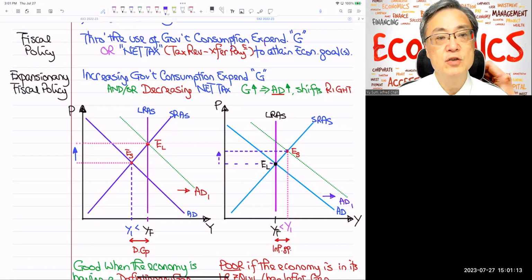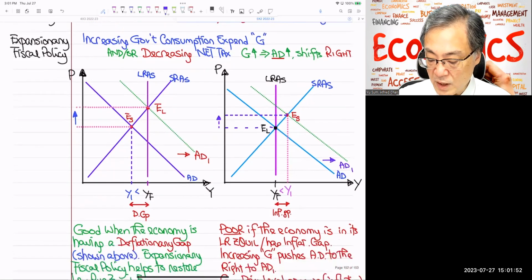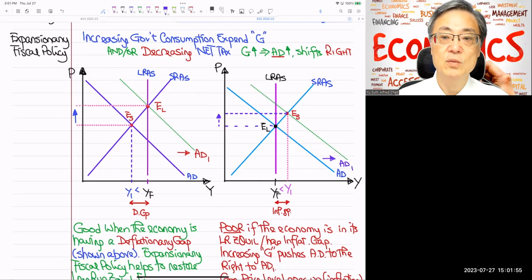So the government is trying to manipulate the G, or what we call net tax. Now, net tax in simple terms is just the government tax revenue minus its transfer payment. Okay, so there are two possibilities. The government can use them in combination, or they can just use any particular one, increasing or decreasing G, increasing or decreasing net tax. So let's take a look at the first one, an expansionary fiscal policy.